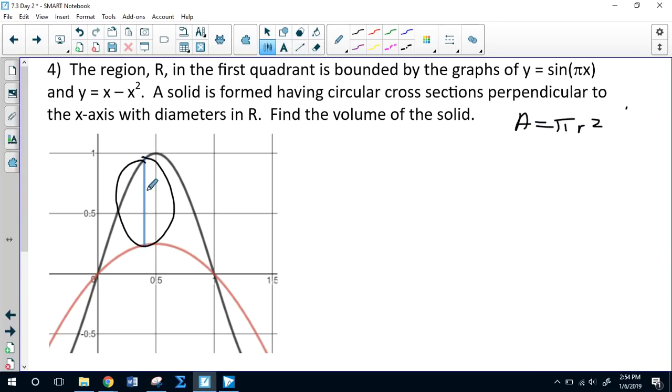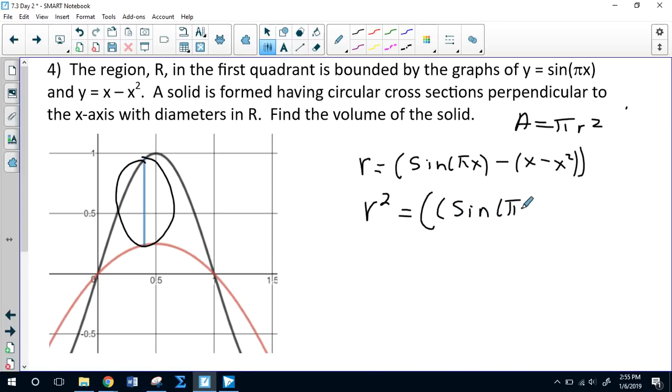And r squared is the distance between these two functions. So really, when I write my r is just the distance between these two. And technically, it's not even going to matter which one is the top function and which one is the bottom function, because I'm going to square it anyways. So this is my radius. So this minus this. And then my radius squared is this thing. Now I gave you the graph, so you can easily see that the intersections are from 0 to 1. However, if you didn't have a graph, you'd have to do this someplace else, because this is not something that you'd be able to solve.